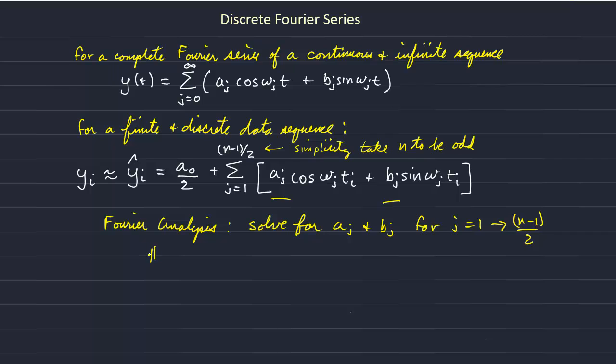And the number of coefficients is n minus 1 over 2 times 2, right? So we have n minus 1 over 2 values of A and n minus 1 over 2 values of B, and then plus we have 1 for the A0 value. And so that equals n coefficients.